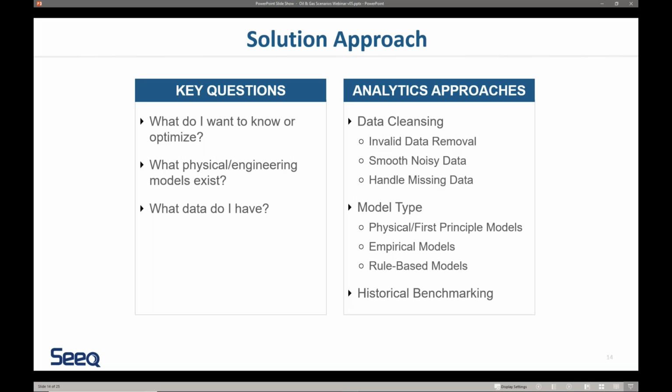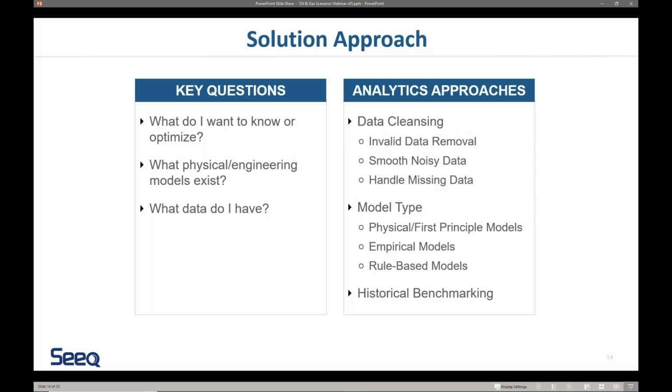Some additional things to think about as we look at the solution is how we actually do the analytics. The first one is data cleansing. Thinking about, before I do my analysis and create that predictive model, what types of data cleansing are relevant? Maybe I have invalid data that I need to remove. Maybe I have noisy signals to smooth, or I might have missing data, and what do I do in those cases?